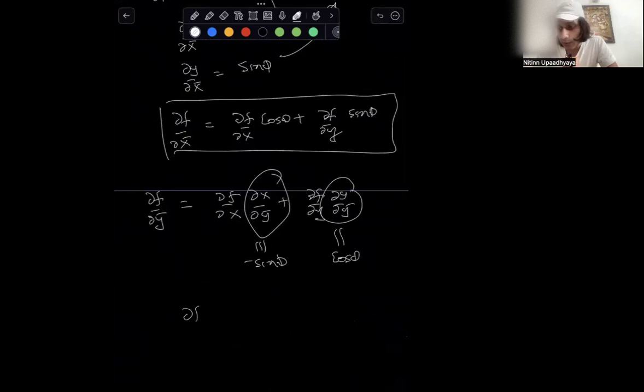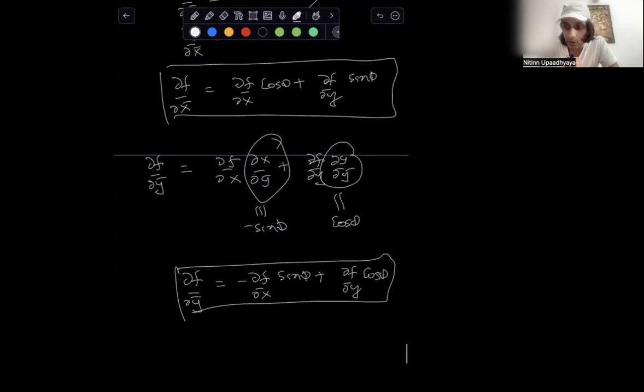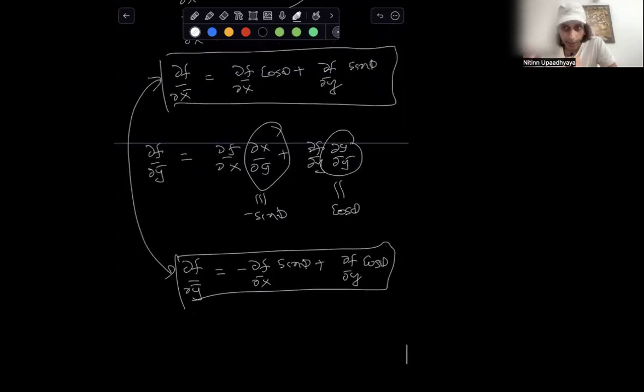So overall, we find that dou f, dou y bar, the new component of the gradient vector, is the old component, dou f, dou x, times minus sine phi, plus dou f, dou y, times cosine phi. Now, if you look at these two expressions, the two new components which we have worked out, you see that they are exactly the same. They're given by exactly the same transformation rule as that we obtained for the position or the velocity vector.